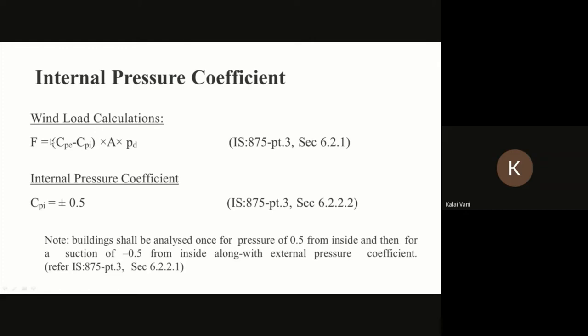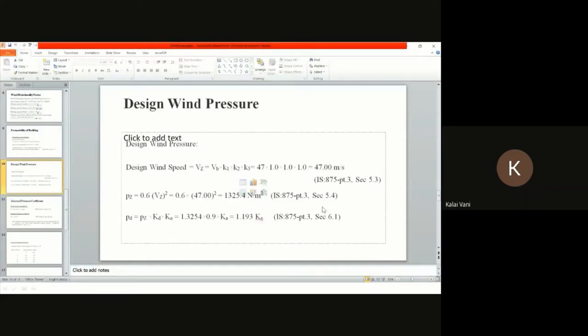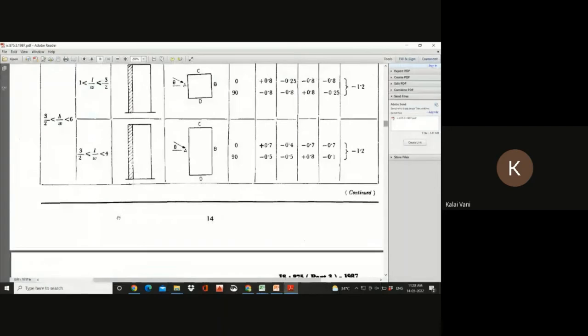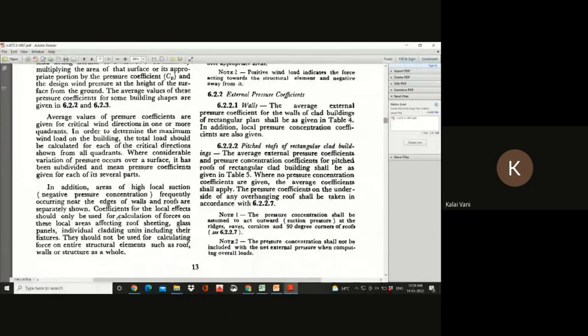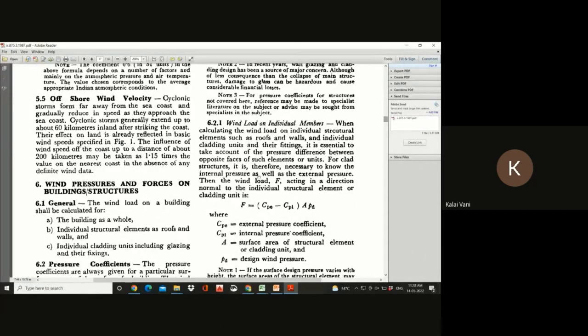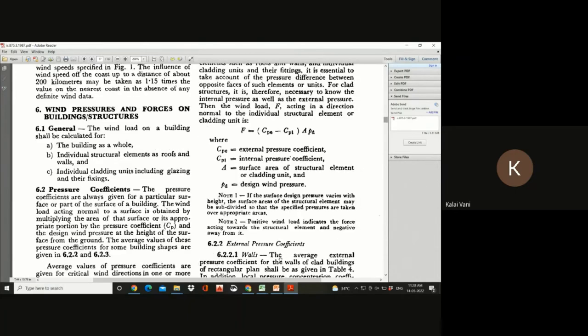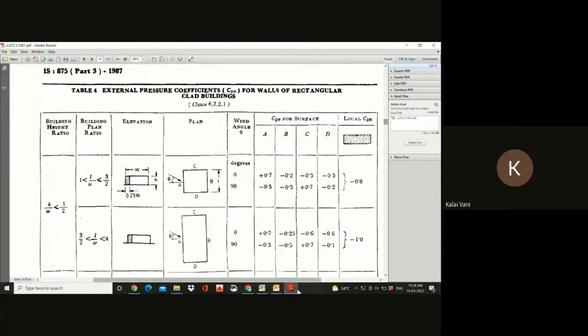So here, F equals CPE minus CPI into A into PD. Here you can see this formula, 6.2.1. A is the surface area of your structural element, the entire surface area, and PD is the design wind pressure. CPE and CPI we are going to calculate now.